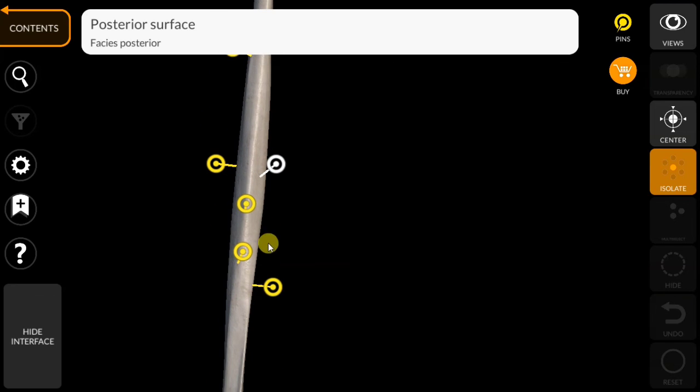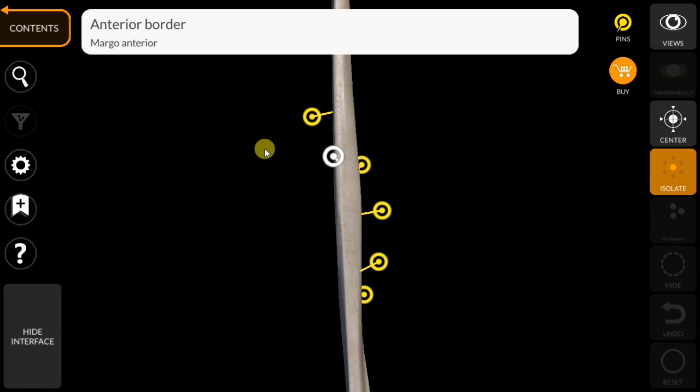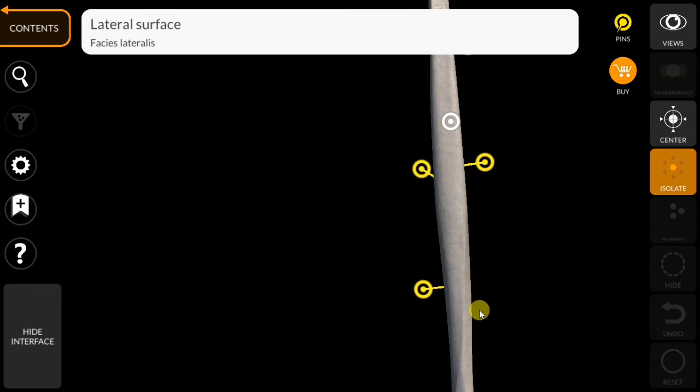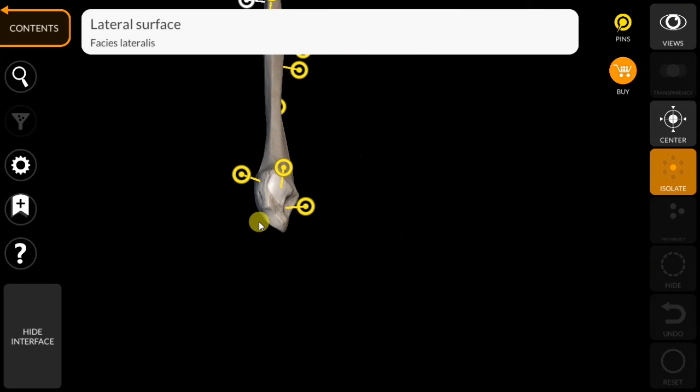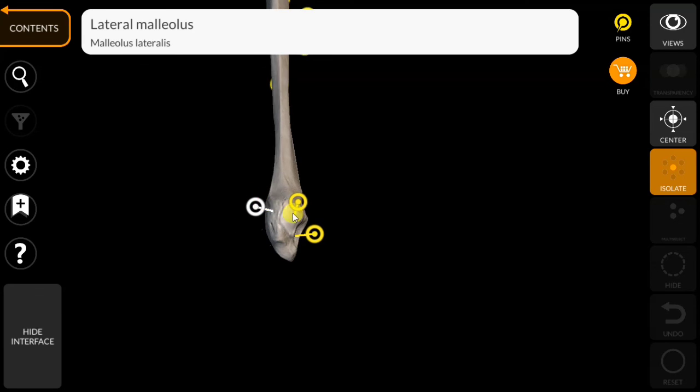There is a posterior surface. There is a medial surface, and there is a medial crest. There is a posterior border, anterior border, and lateral surface. So see, these were the sides of the fibula.